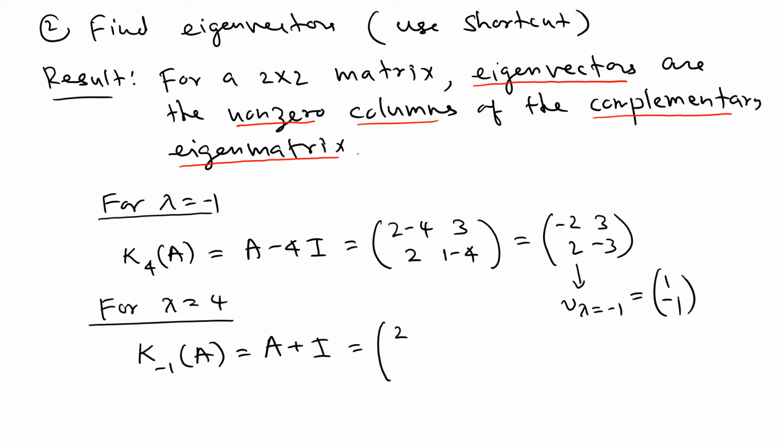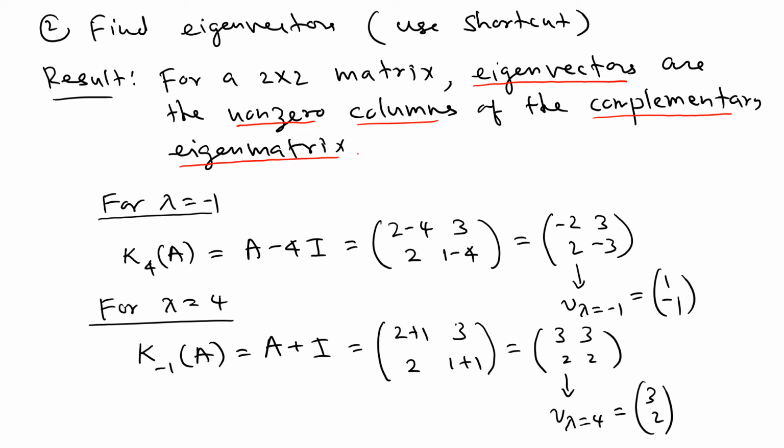So you're going to get 2 plus 1, 3, and then 2, and then we have 1 plus 1. This is simply 3, 2, 3, 2. They are the same. You don't want to scale anything here. So that means the eigenvector for lambda equal 4 is simply 3, 2. So those are the eigenvectors.